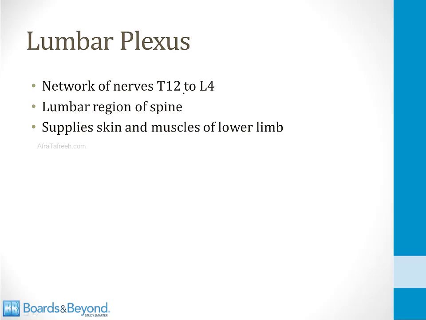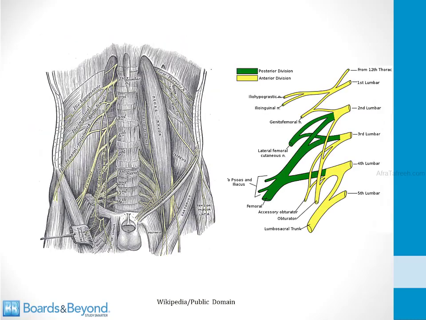It consists of nerves that derive from the T12 to L4 level. It's found in the lumbar region of the spine. That's why it's called the lumbar plexus. And it supplies innervation to the skin and muscles of the lower limb. On the left side of the screen is a drawing of the spine showing this web of nerves coming off of it in the lumbar region.